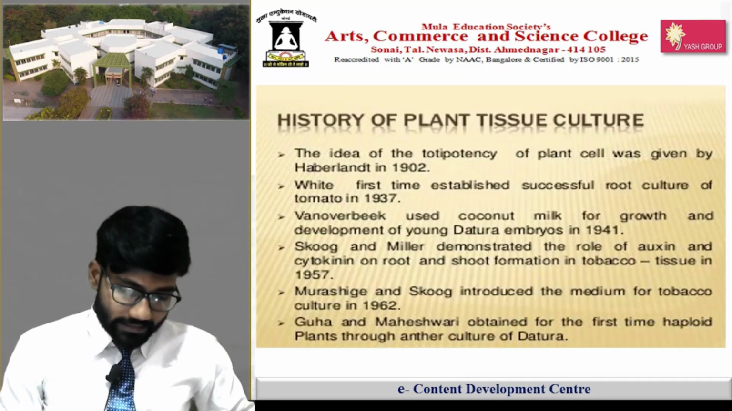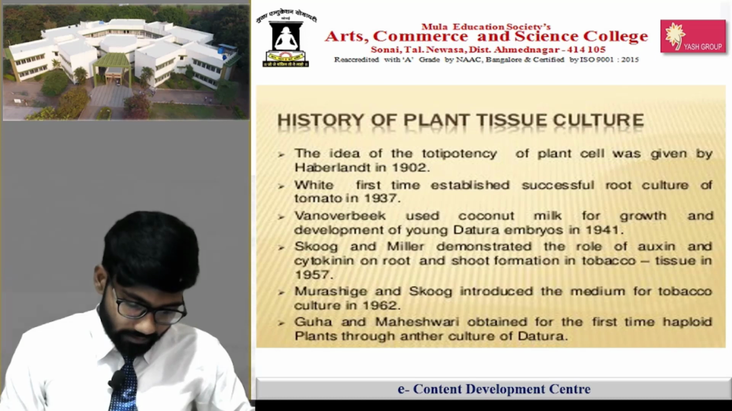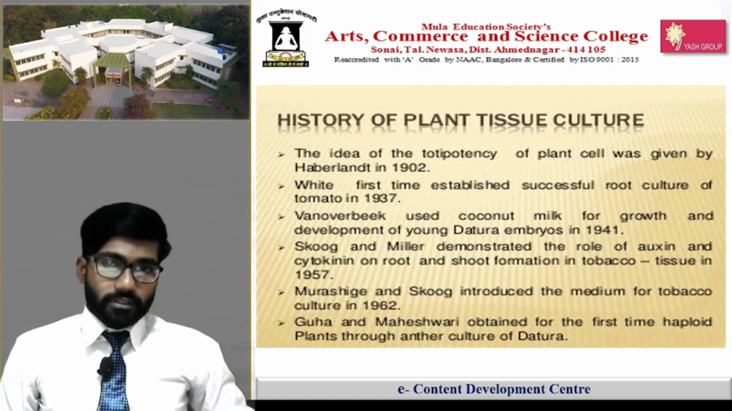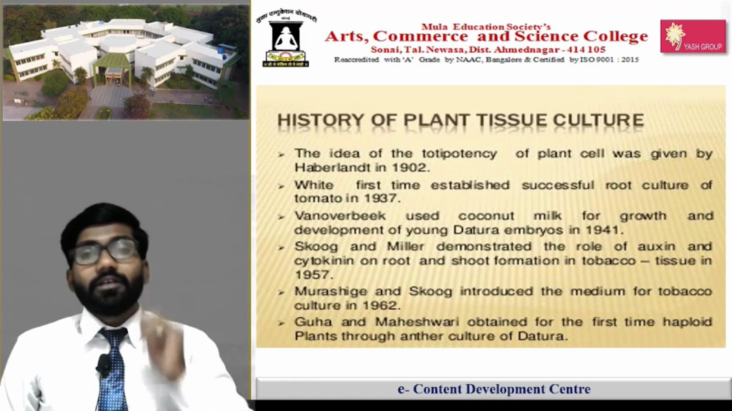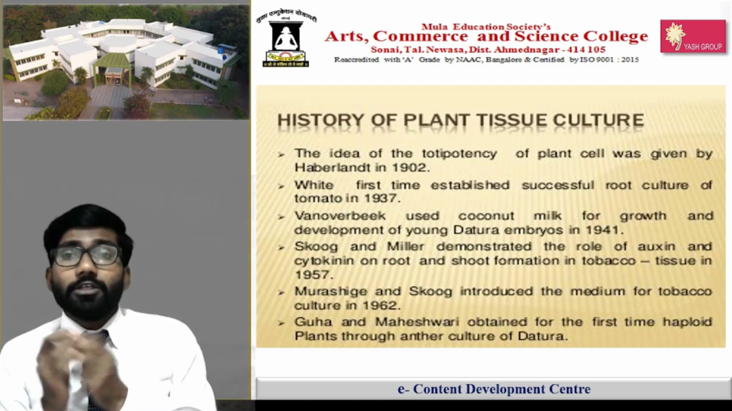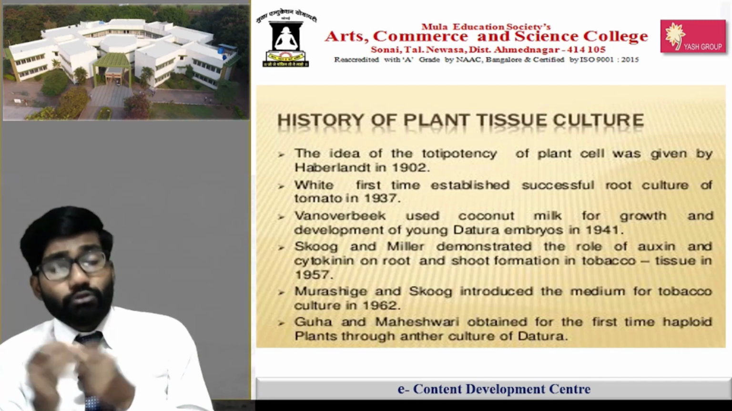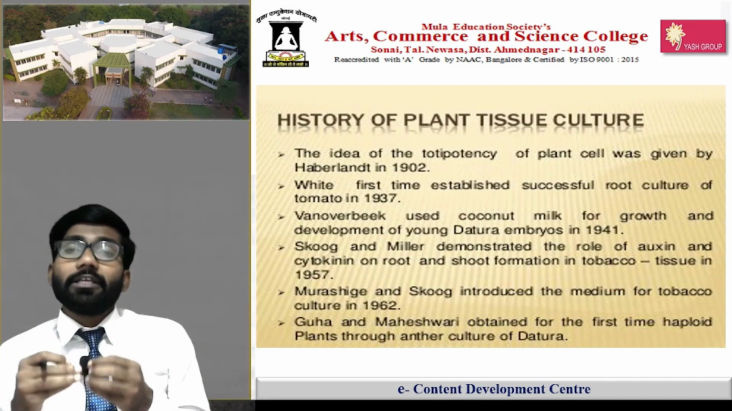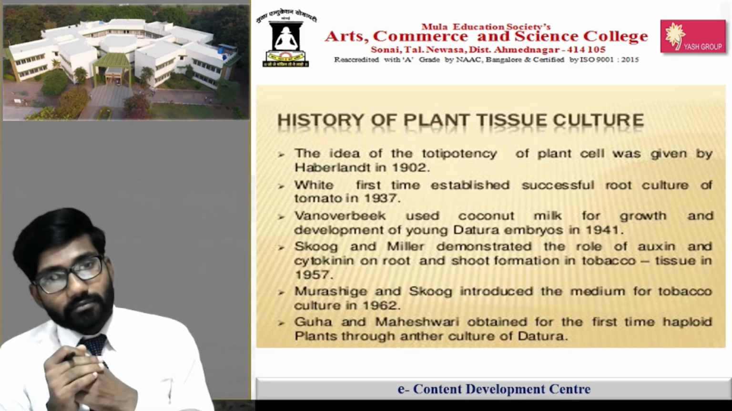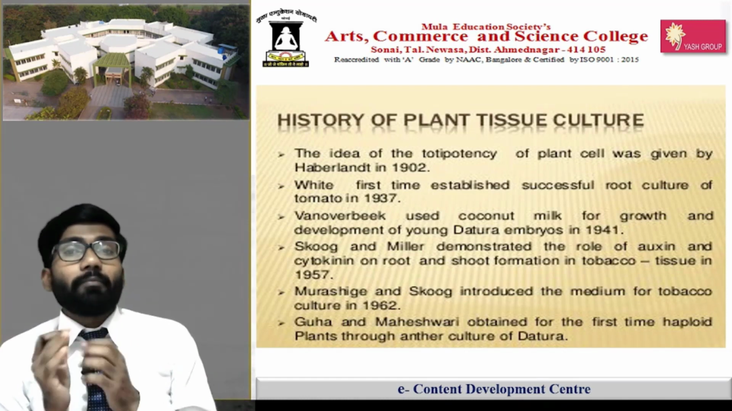Next, the history of plant tissue culture. The idea of totipotency of a plant cell was given by Haberlandt in 1902. So Haberlandt first discovered the totipotency ability in the plant cell. What is meant by totipotency? Totipotency means the ability to produce a whole plant body from a single cell. That's why Haberlandt is known as the father of plant tissue culture.